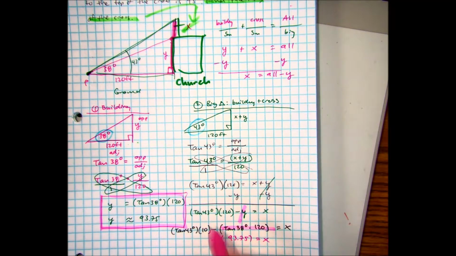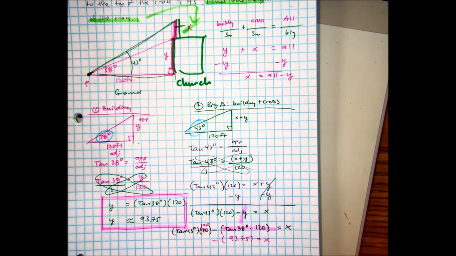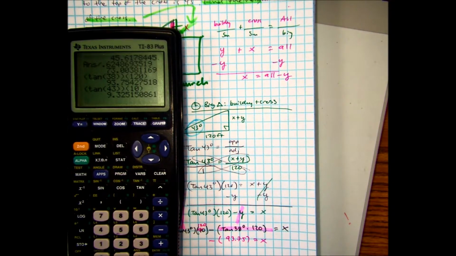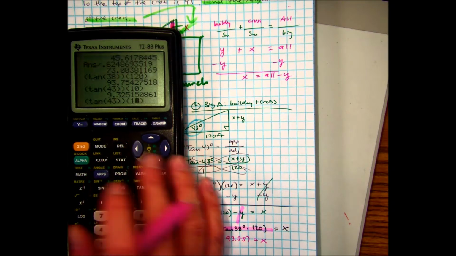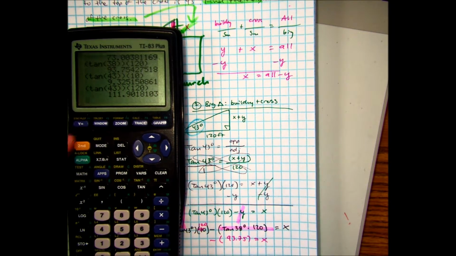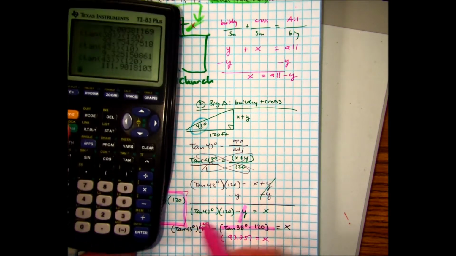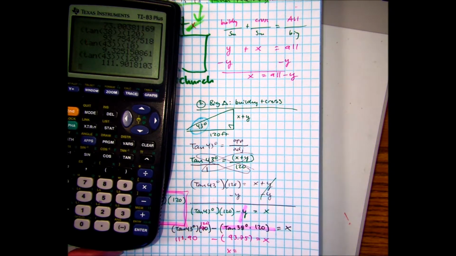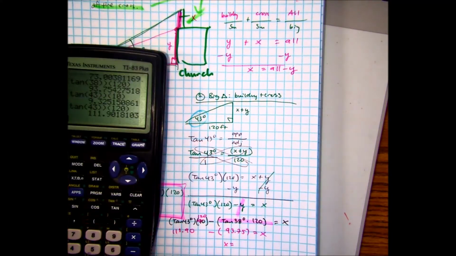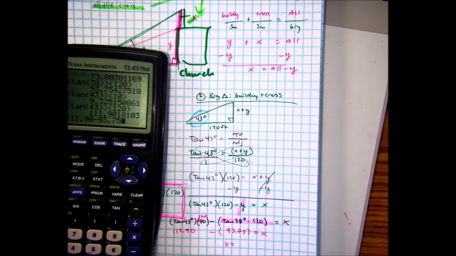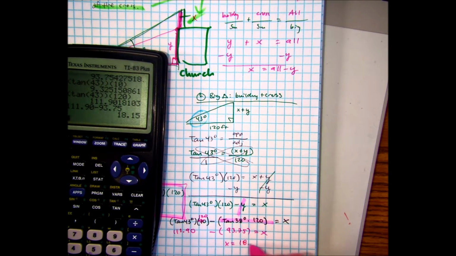Whoa, that's not right. Try that again. Second, enter. And you just go back and put insert, second, delete. I get 111.90. And if I subtract those two values, the height of the cross is going to be, raise your hand if you got 18.15.